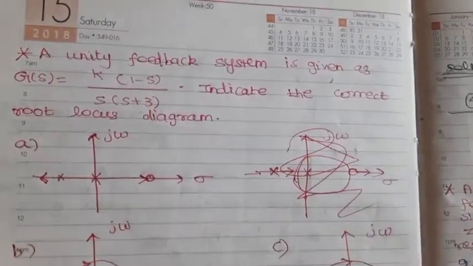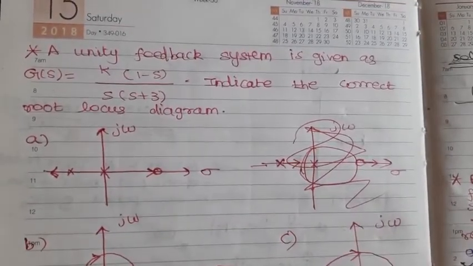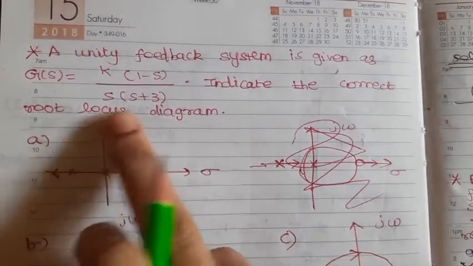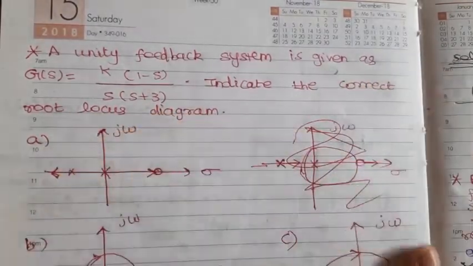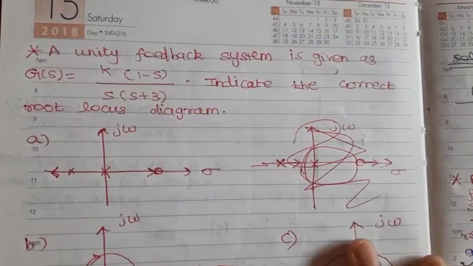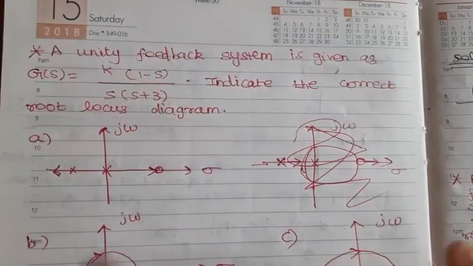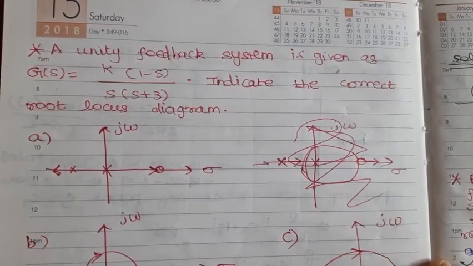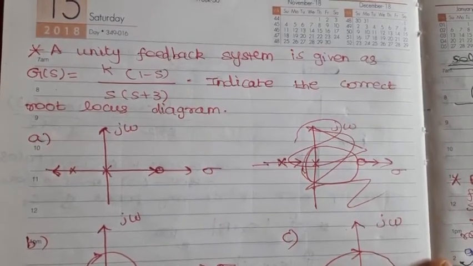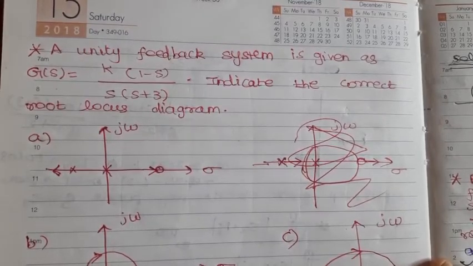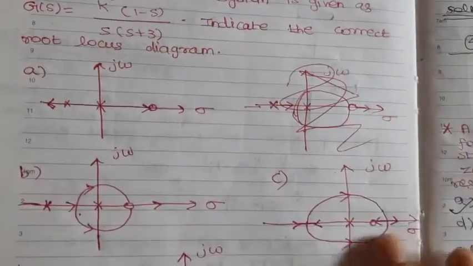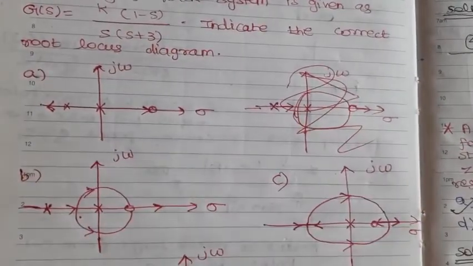Okay. Then a unity feedback system is given as G of s is equal to K into (1 minus s) by s into (s plus 3). Indicate the correct root locus diagram. So a unity feedback system is given, the G of s value is given. From that we need to find out the root locus diagram. The root locus can be found using only the open loop transfer function. So the open loop transfer function is given. From the 4 options we need to identify which one is correct.